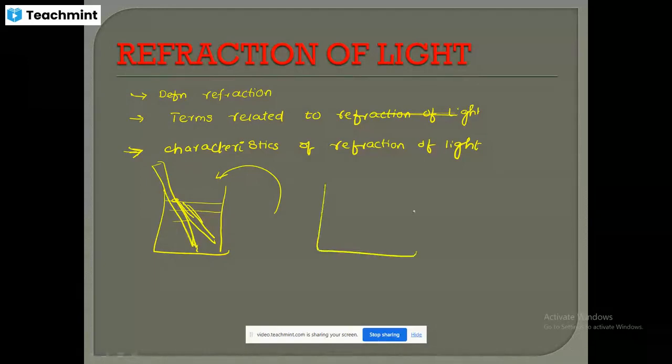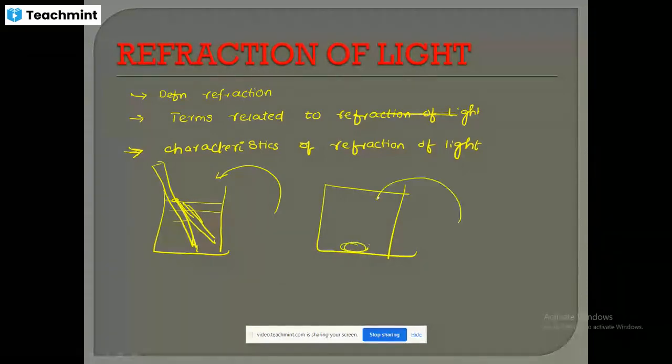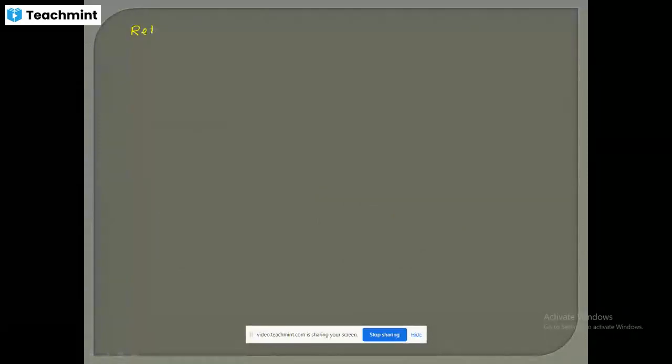One more example: this is a glass of water, and there is a coin at the bottom of the glass. Whenever you pour the water into the glass, the size of the coin appears increased, because of the refraction of light. We are going to discuss what is happening there. So what is the refraction of light? Refraction of light definition.